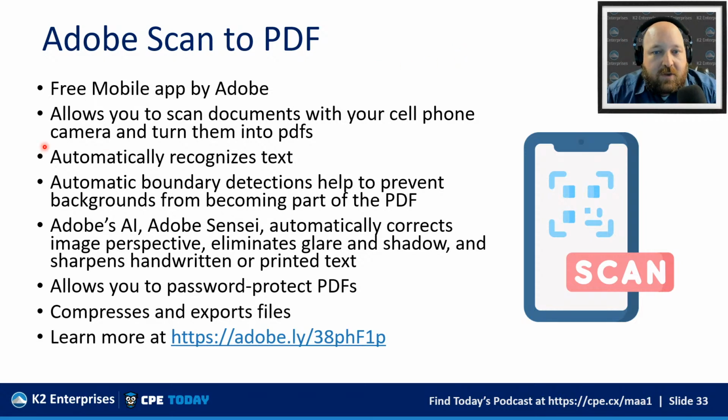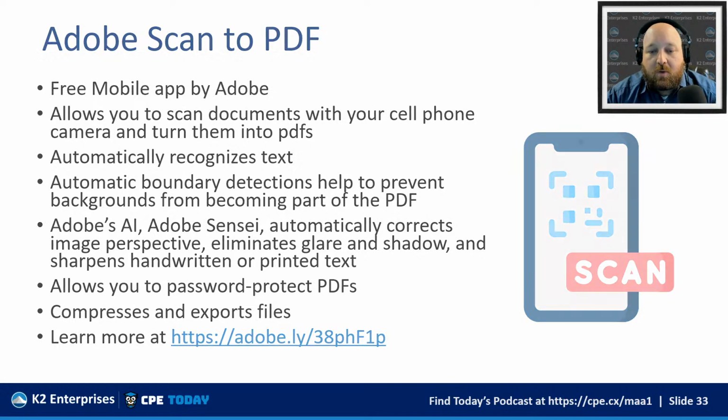You could just basically snap a picture with your cell phone. It'll turn it into a PDF. It can do things like OCR, optical character recognition, automatically scanning and recognizing text on whatever you just scanned. It can do boundary detection to prevent things like backgrounds, like part of the desk, for example, becoming the PDF. It even utilizes Adobe's AI tools to correct for things like perspective, eliminating glare, shadow, and more. You can even password protect your file. And it's a cool tool if you happen to be out in the field and you need to create a PDF for where you're going.